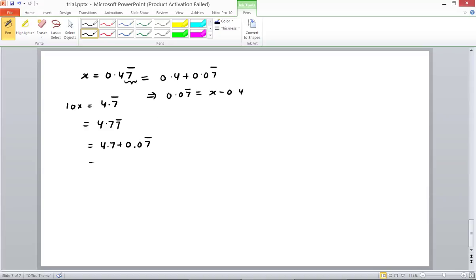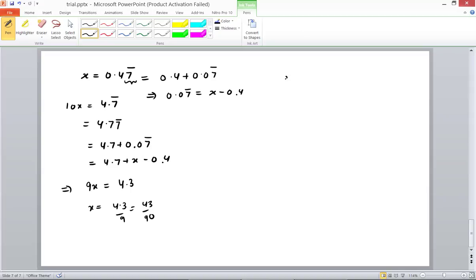So let me replace this here. So 10x is 4.7 plus x minus 0.4. So this implies 9x, if I take x that side, is equal to 4.3. So x is equal to 4.3 divided by 9, or 43 upon 90. So this is how you can do it. So just try to segregate this recurring number and you'll be able to solve this question whatever form it comes in. I'll do another one.